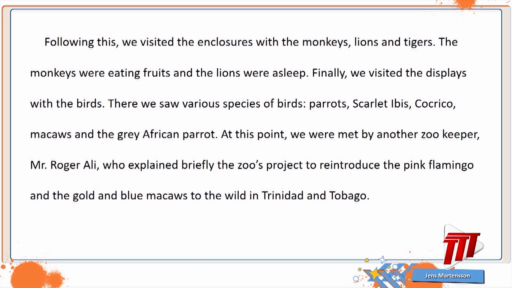Following this, we visited the enclosures with the monkeys, lions, and tigers. The monkeys were eating fruits and the lions were asleep. Finally, we visited the displays with the birds. There, we saw various species of birds: parrots, scarlet ibis, cocorico, macaws, and the grey African parrot. At this point, we were met by another zookeeper, Mr. Roger Ali, who explained briefly the zoo's project to reintroduce the pink flamingo and the gold and blue macaws to the wild in Trinidad. Remember to use your punctuation marks carefully.